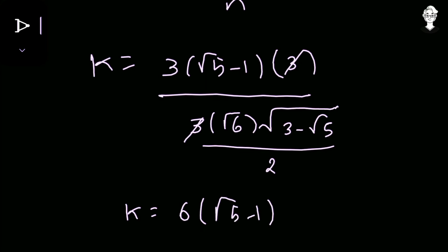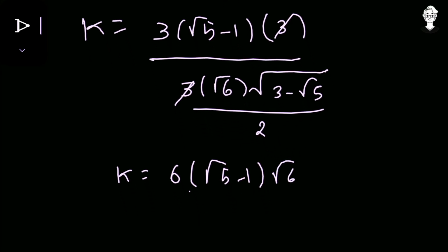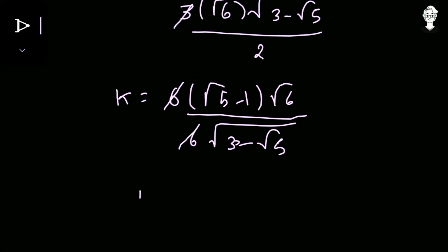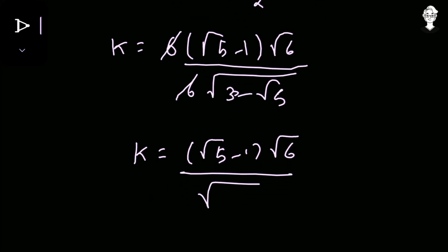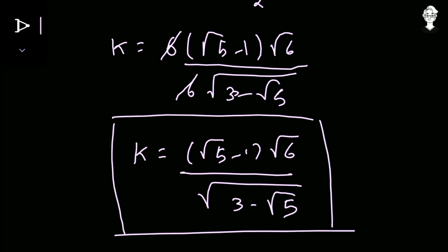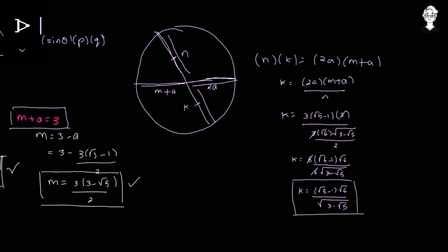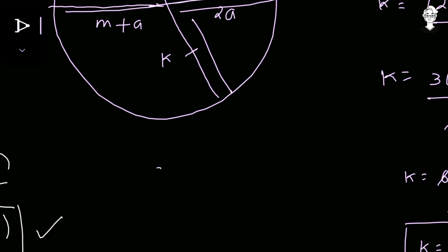Square root of 6, we will just do rationalization. So square root of 6 into square root of 6 upon 3 times square root of 5, so 3 minus square root of 5. So 6 and 6 got cancelled out. So we have the value of k also, that is square root of 5 minus 1 into square root of 6 upon square root of 3 minus square root of 5. So this is the value of k. A quite radical value, but it's okay. We have the value of k. We have the value of 2 times a, and we can have the value of sine theta from that particular triangle.